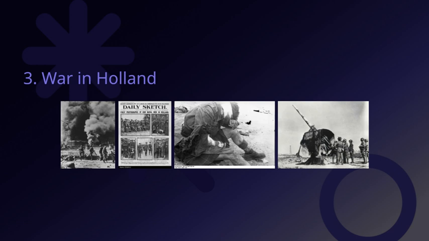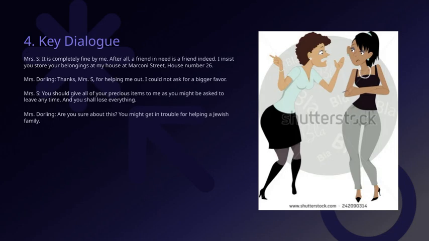Connecting this to our overall theme, the war in Holland illustrates how regional conflicts can shape the course of history and influence broader political dynamics. It's a perfect example of how local battles can have far-reaching consequences. In this scene, Mrs. Dorling expresses her concern about helping a Jewish family, questioning whether she might get into trouble for her actions.